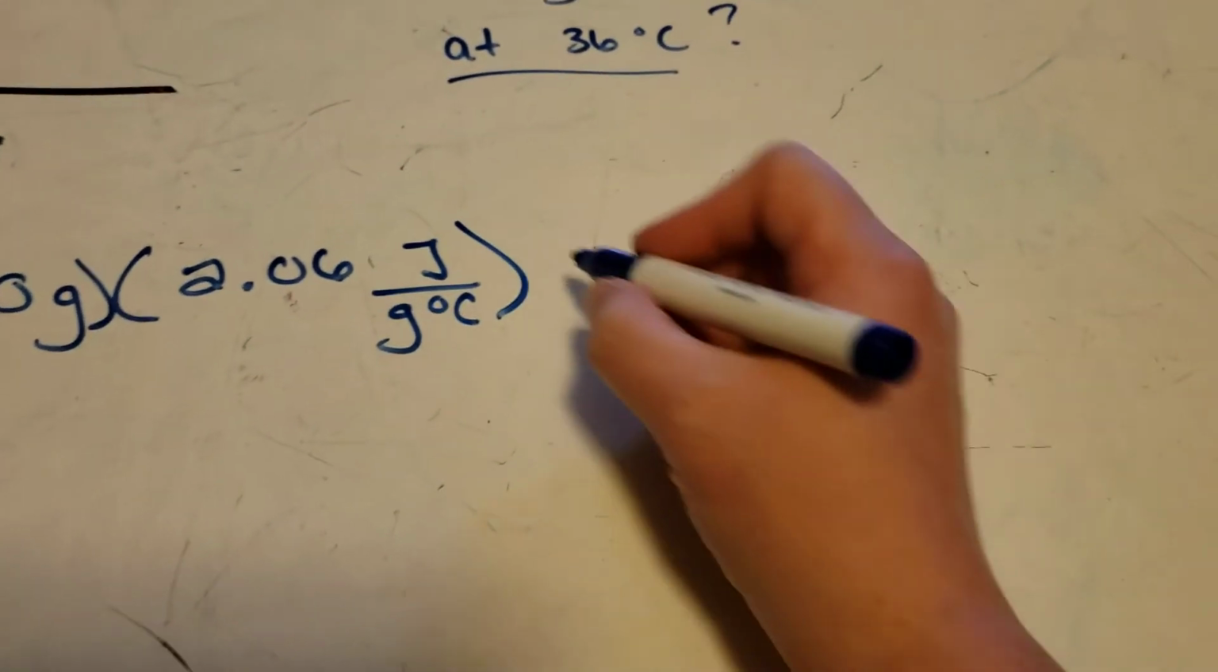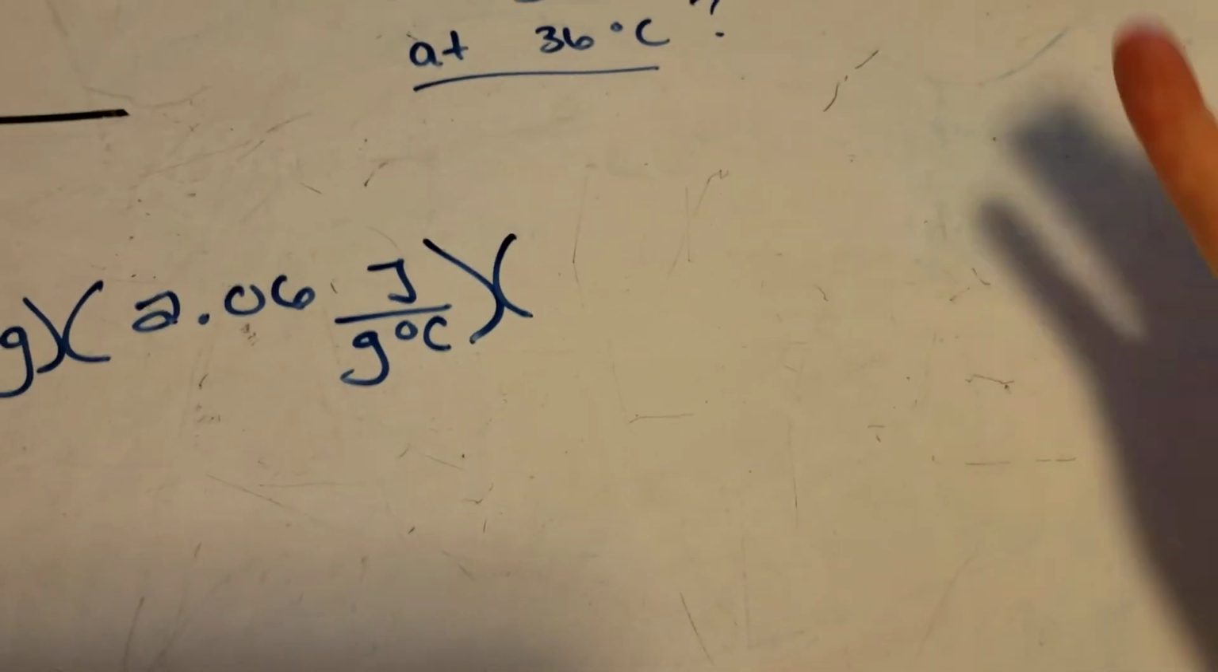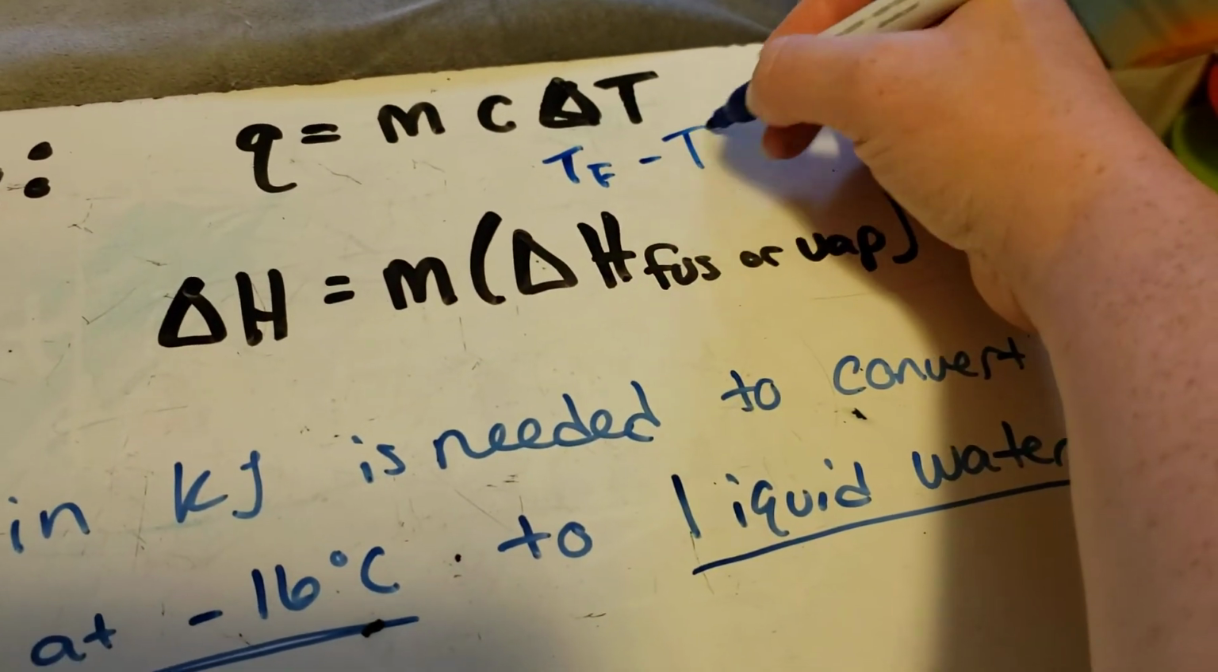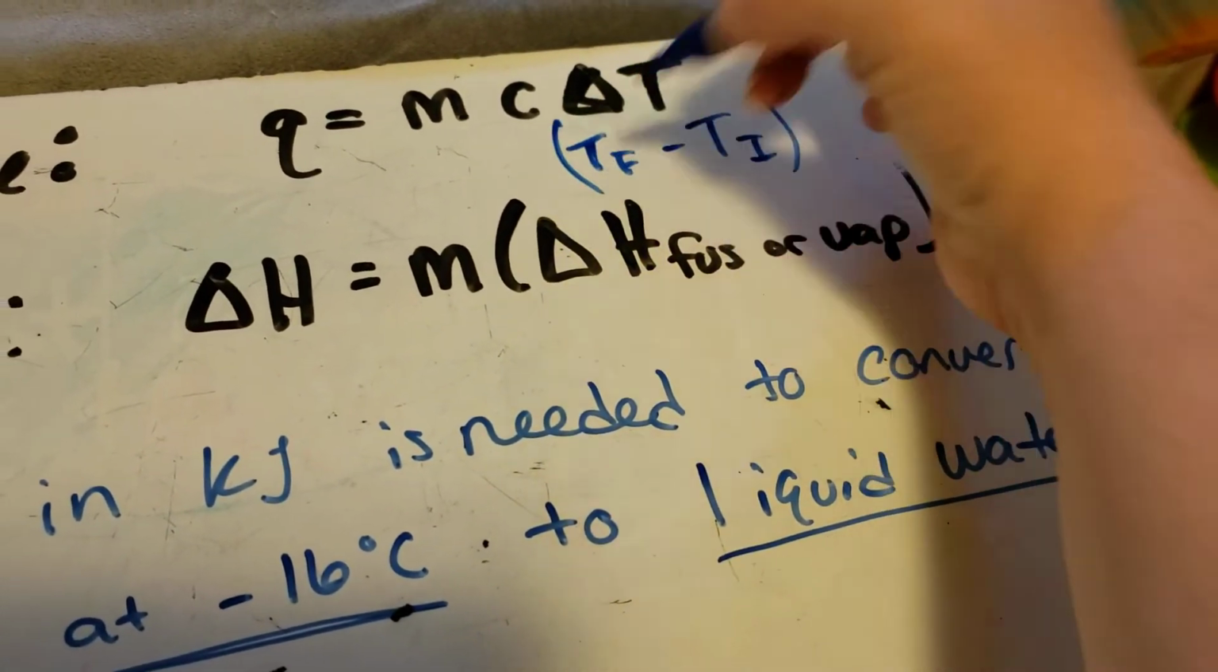All right, then delta T. Delta T is change in temperature. So that means that it's temperature final minus temperature initial. That is what delta T is.